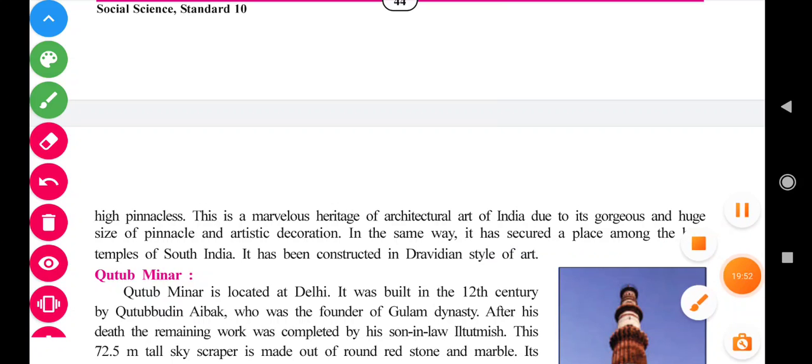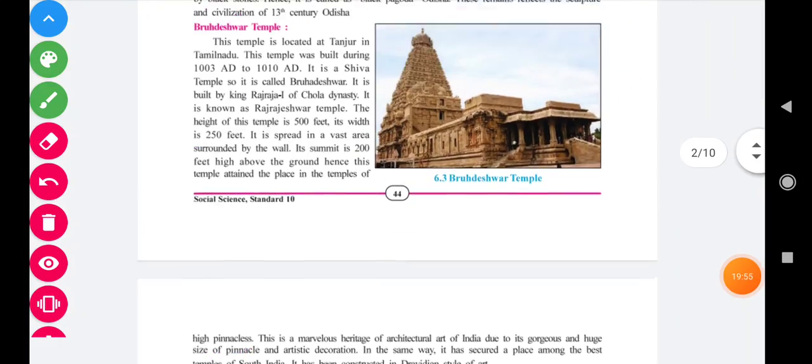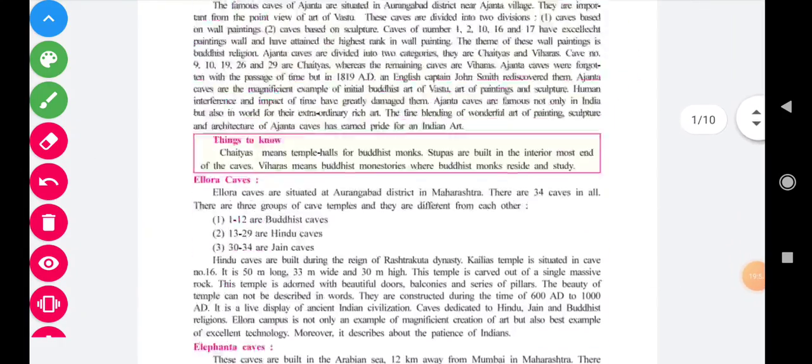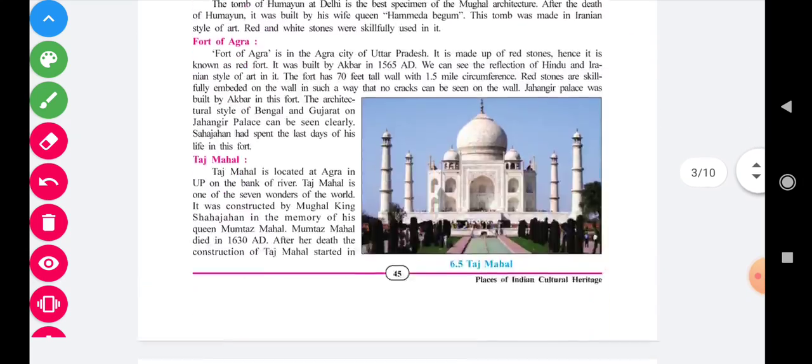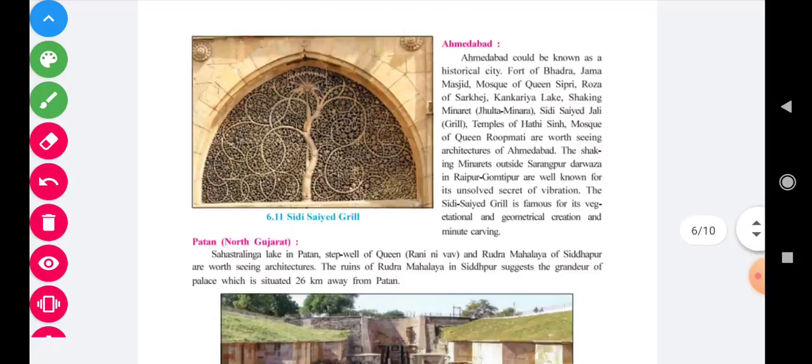So students, this is all about today's lecture. बृहदेश्वर मंदिर से लेके हमने केव्स के बारे में जानकारी ली. नेक्स्ट लेक्चर के अंदर हम कुतुब मीनार से चालू करेंगे आगे के स्कल्पचर्स के बारे में जानकारी लेना.